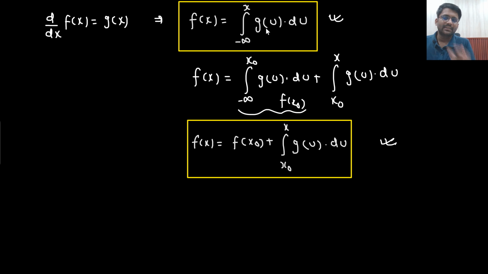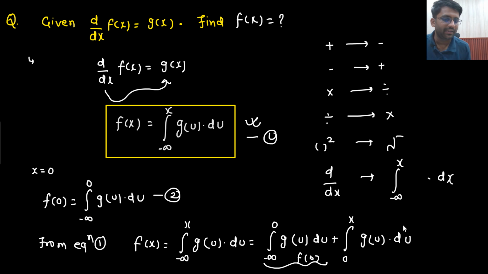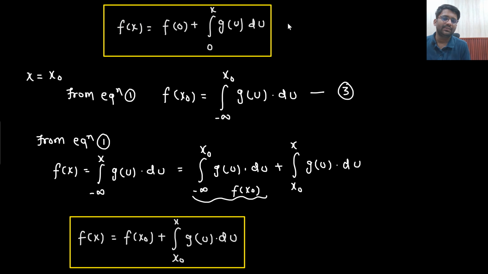That f(x) would be written as integration goes this side, sorry, differentiation goes the other side, it will become integration, but with the limit minus infinity to x. Then I can break it in this manner: in place of x if I put 0, then this is f(0), which I am getting now from equation 1. So I can break it in this manner. This is my f(0). So f(x) is equal to f(0) plus the integral from 0 to x of g(u) du.